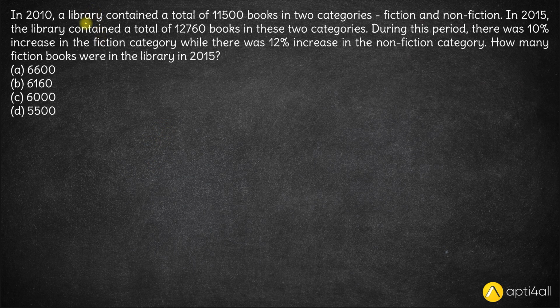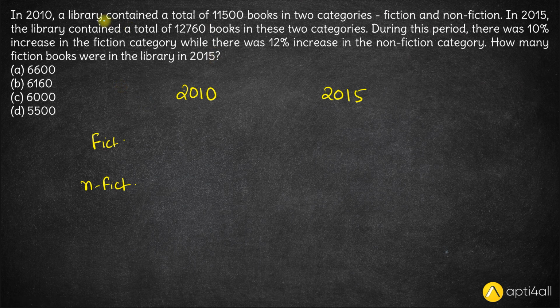Hi, here we have: in 2010 a library contained a total of 11,500 books in two categories, fiction and non-fiction. So we are talking about the year 2010, and then we'll also be talking about the year 2015. We are talking about two types of books, fiction and non-fiction. Let's see what is the information given.